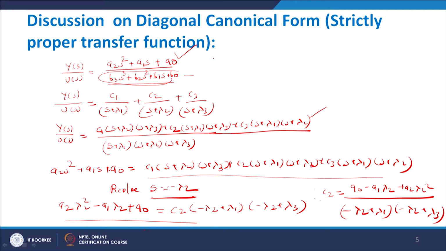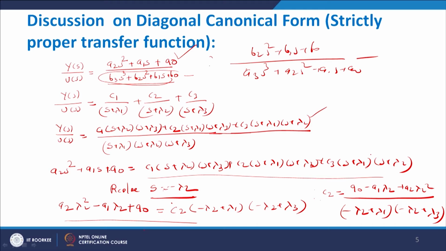Sometimes you may take this equation as B2 S square plus B1 S plus B naught, over A3 S cube plus A2 S square plus A1 S plus A naught. In that case, the coefficients A0, A1, A2 will be replaced by B0, B1 and B2. So, now we have got C2. Similarly, we can also get the values of C3 and C1.